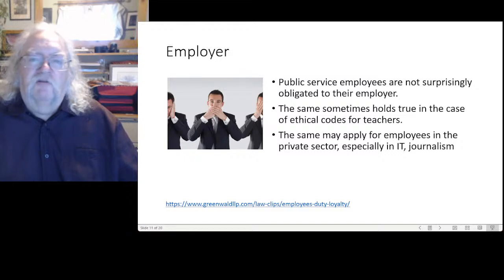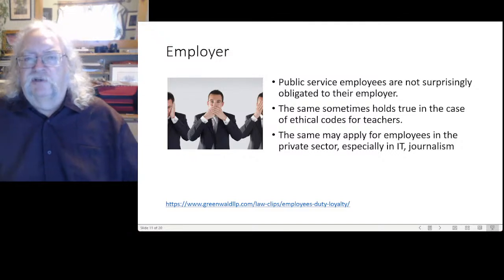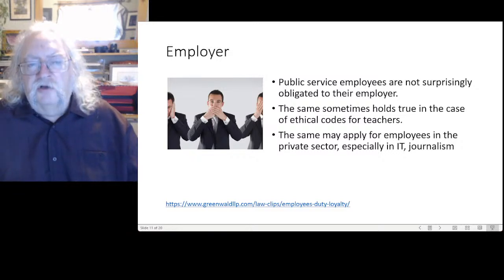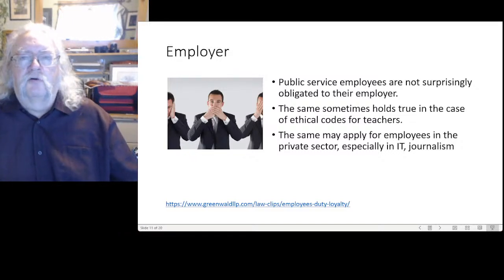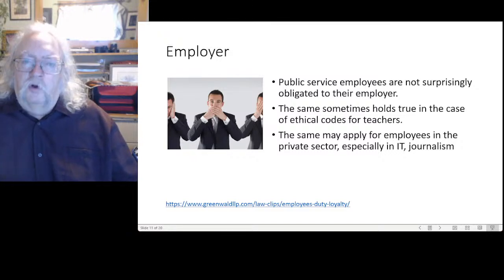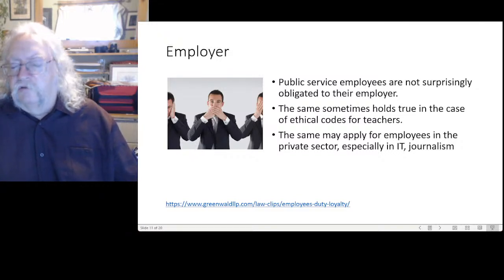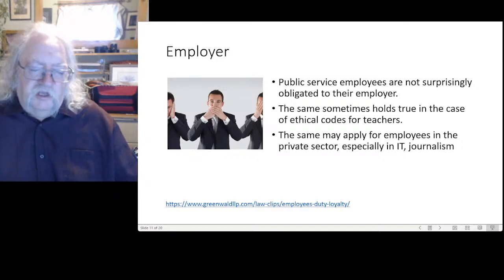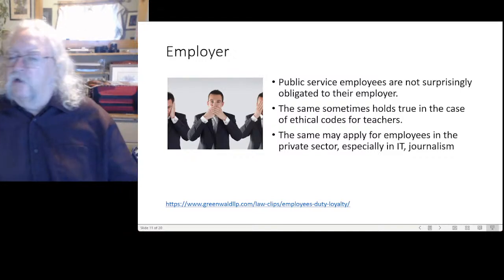Sometimes when new governments are elected, they make a specific point to remind public service employees that they do have a duty of loyalty to their new employer. Same thing holds true sometimes in the case of ethical codes for professors or for teachers, where there's presumed to be a duty of loyalty or at the very least affiliation to their educational institution or to their school, usually with respect to the standing of the school or university in public perception. So the idea here is, don't make your employer look bad, don't make the school look bad.